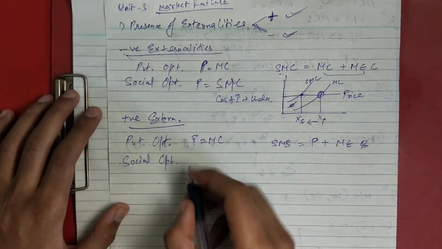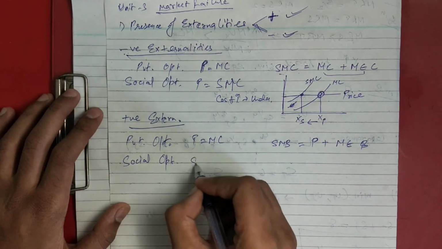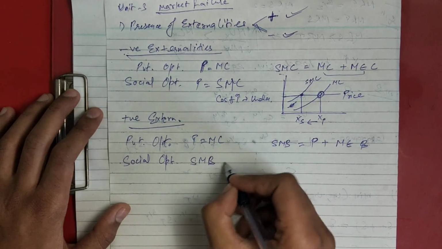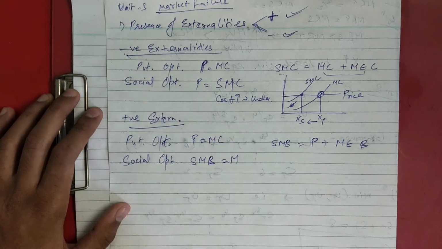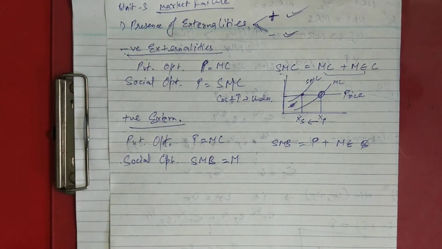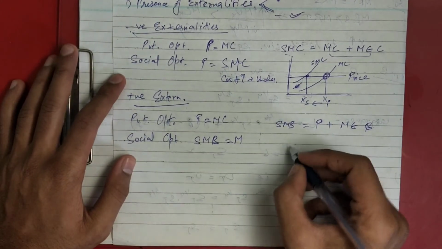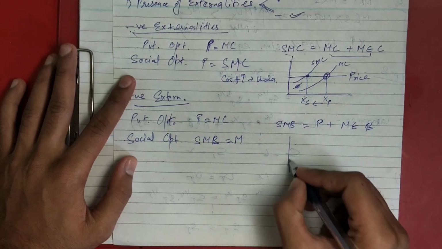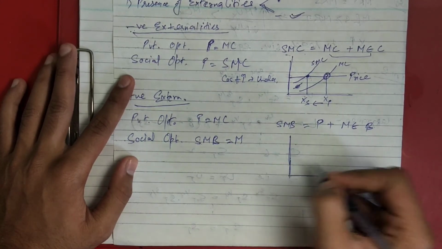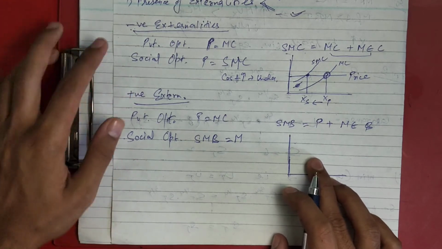Okay, so now your social optimum will be: MC remains the same, SMB equals MC. Okay, so it is good for the firm, but it will still not be an efficient condition, since in this case there will be overproduction.